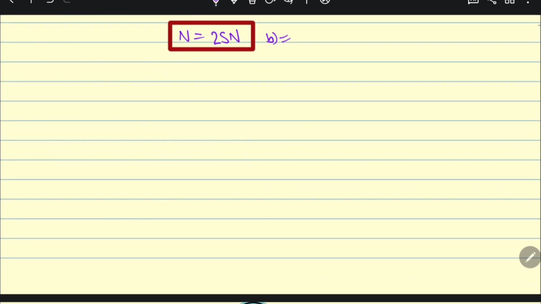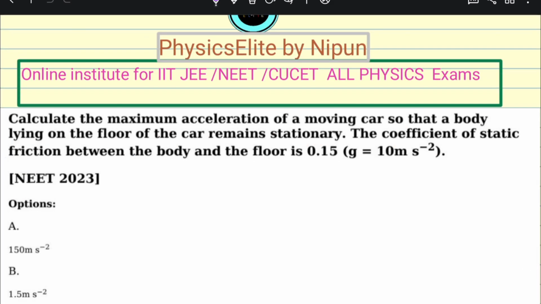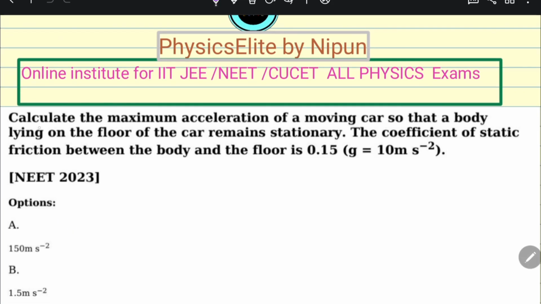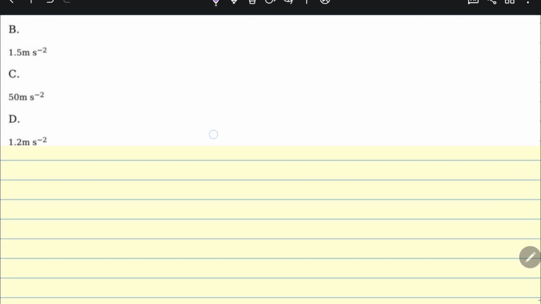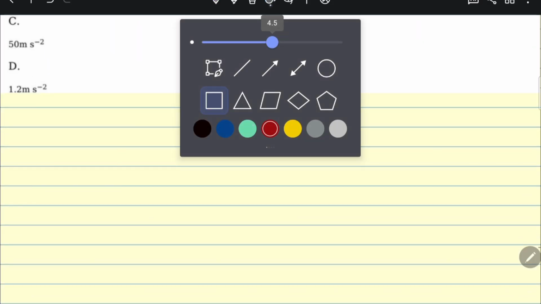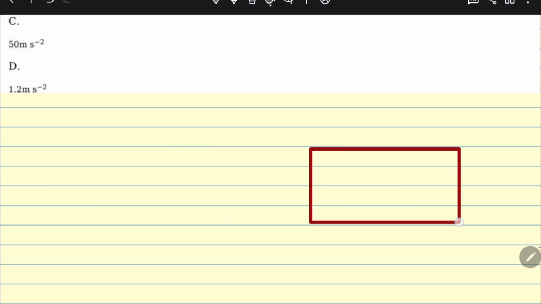Now I proceed to the next question. This is also a NEET 2023 question, and in this what they are saying is: calculate the maximum acceleration of a moving car so that the block lying on the floor of the car remains stationary. The coefficient of static friction between the body and the floor is given. So in this situation, I just make the free body diagram so that you can understand this. It is like this situation. This is a car.